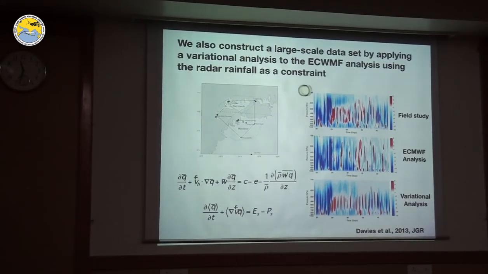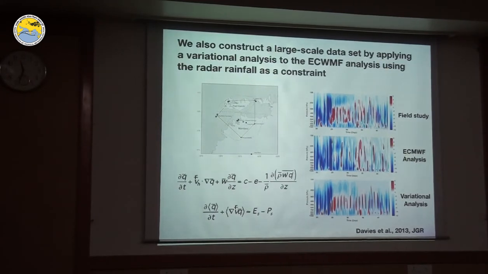Now, if you take the operational analysis from ECMWF, this is what you get. You can see qualitatively there is some resemblance to the one we get from the observations, but quantitatively it's actually quite bad. In particular, it doesn't capture these subsiding periods very well, and it doesn't capture the ascent in the late period very well.